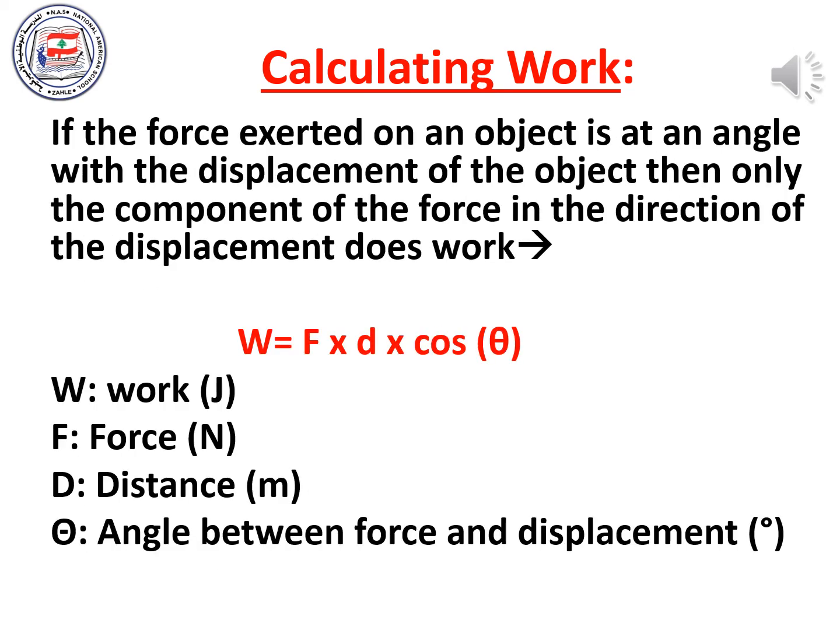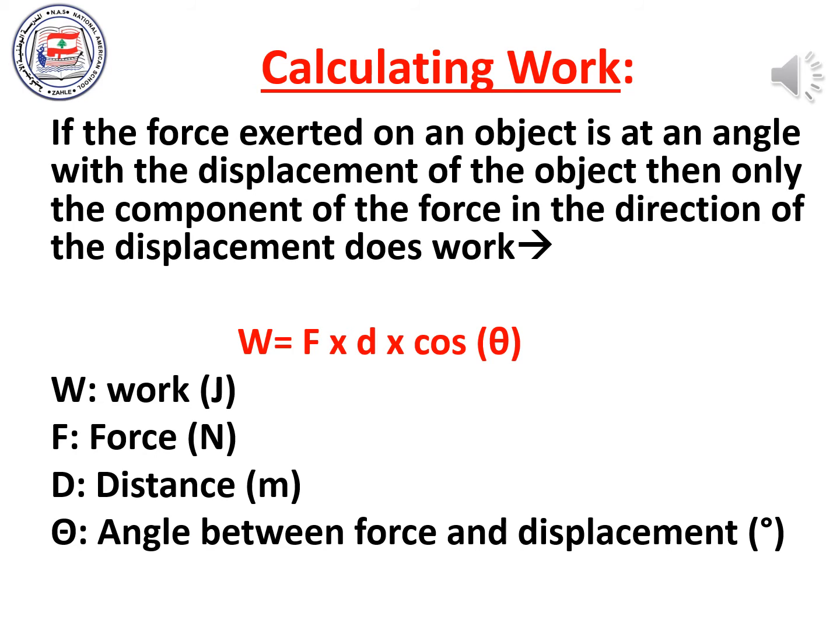Since we already stated that work is equal to force times displacement if force and displacement are in the same direction, how do we calculate work if force and displacement are not in the same direction? So if the force exerted on an object is at an angle with the displacement of the object, then only the component of the force in the direction of the displacement does work. So we only consider the component of the force in the direction of the displacement. So in this case, if the force and displacement are at an angle to each other and not in the same direction, we use the equation that we see in front of us.